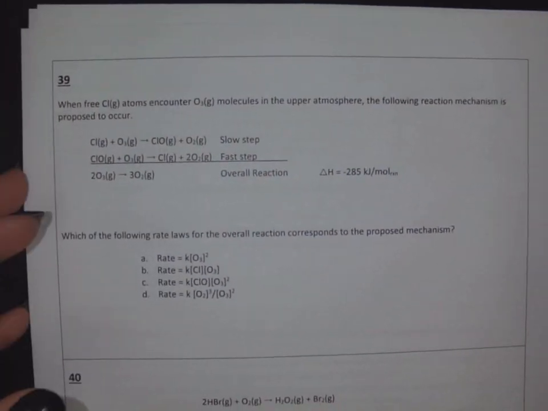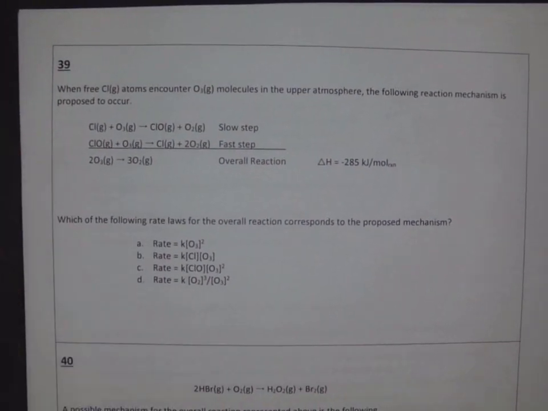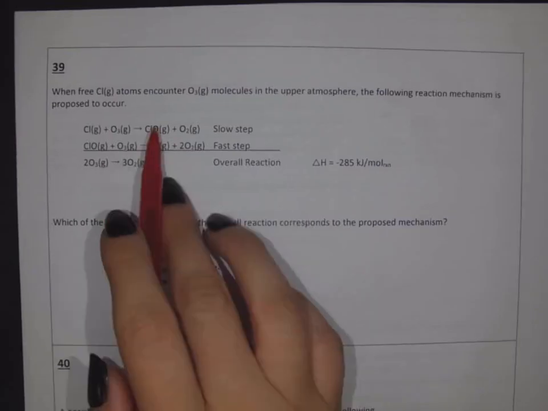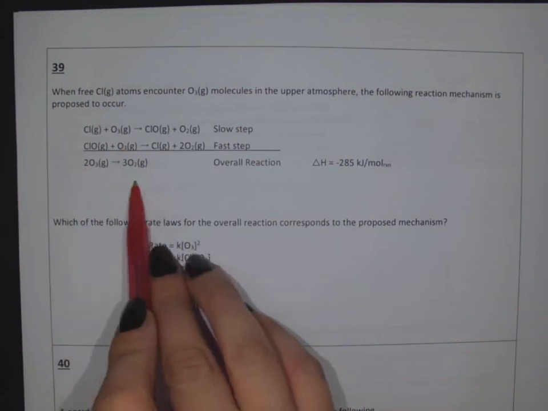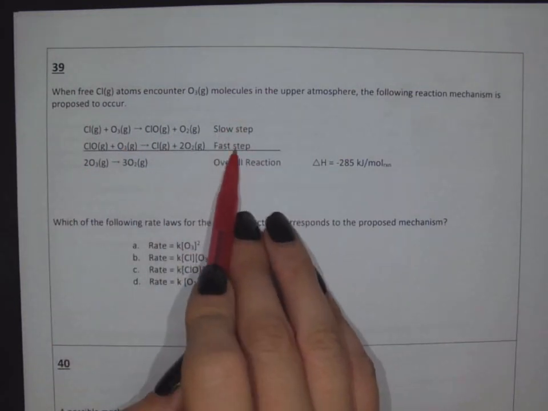39. When free Cl gas atoms encounter O3 gas molecules in the upper atmosphere, the following reaction mechanism is proposed to occur. So then we got 2 steps here. It gives us this overall. This is the slow step. This is the fast step.